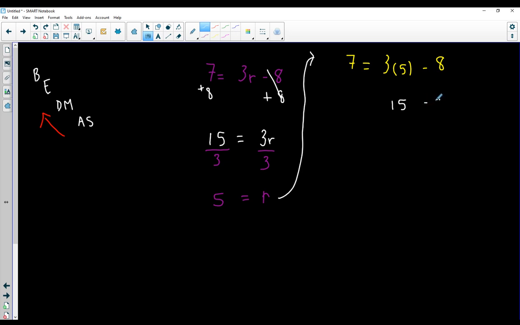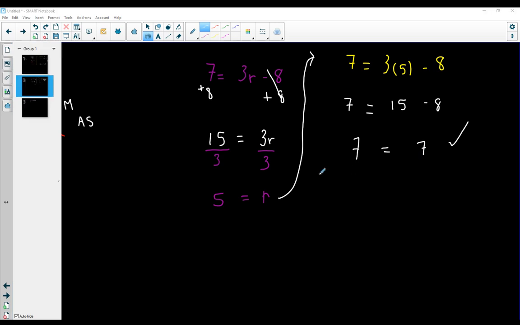And subtract 8. You can think about it this way: when we're doing our check, we are now going in the right direction of the BEDMAS rules. We're technically doing our multiplication before we're doing our subtracting. So let's take a look. 3 multiplied by 5, I did that already, is 15, and then take away 8, which is 7. And of course, my left side equals my right side, and therefore correct.